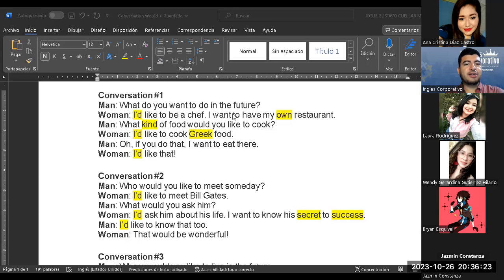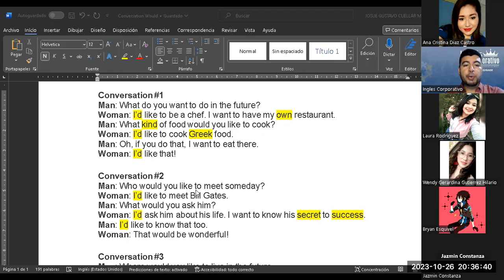Me gustaría ser chef. Quiero tener mi propio restaurante. ¿Qué tipo de comida te gustaría cocinar? Me gustaría cocinar comida griega. Oh, si haces eso, quiero comer ahí. Me gustaría eso. I'd like that. O me gustaría, sí, me gustaría eso.